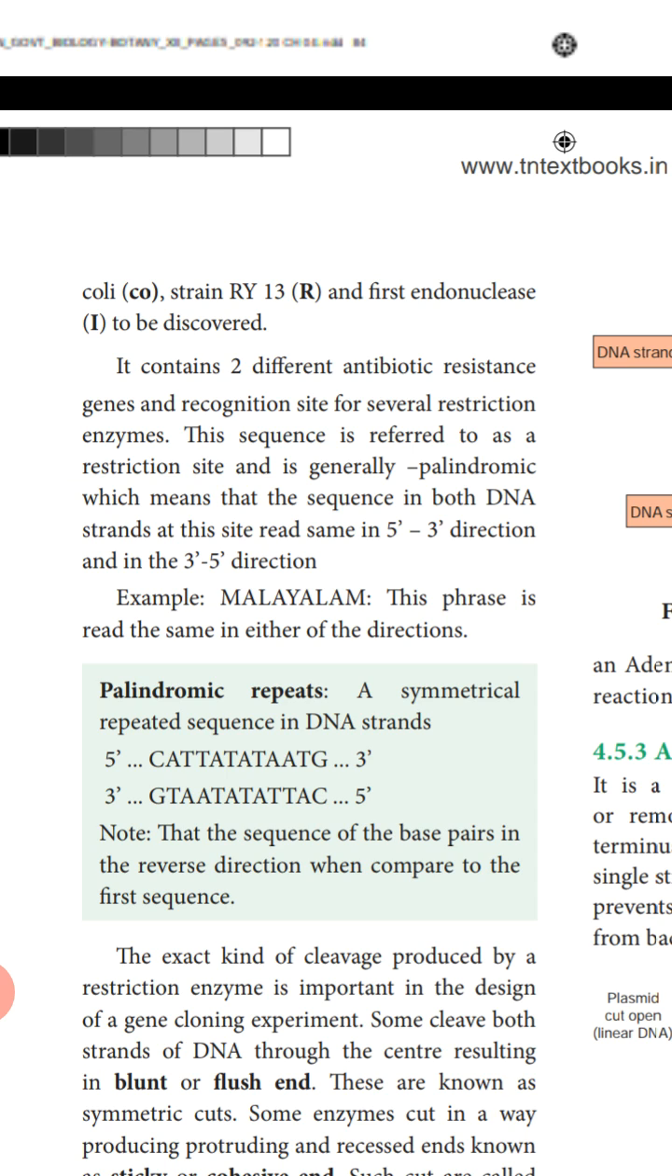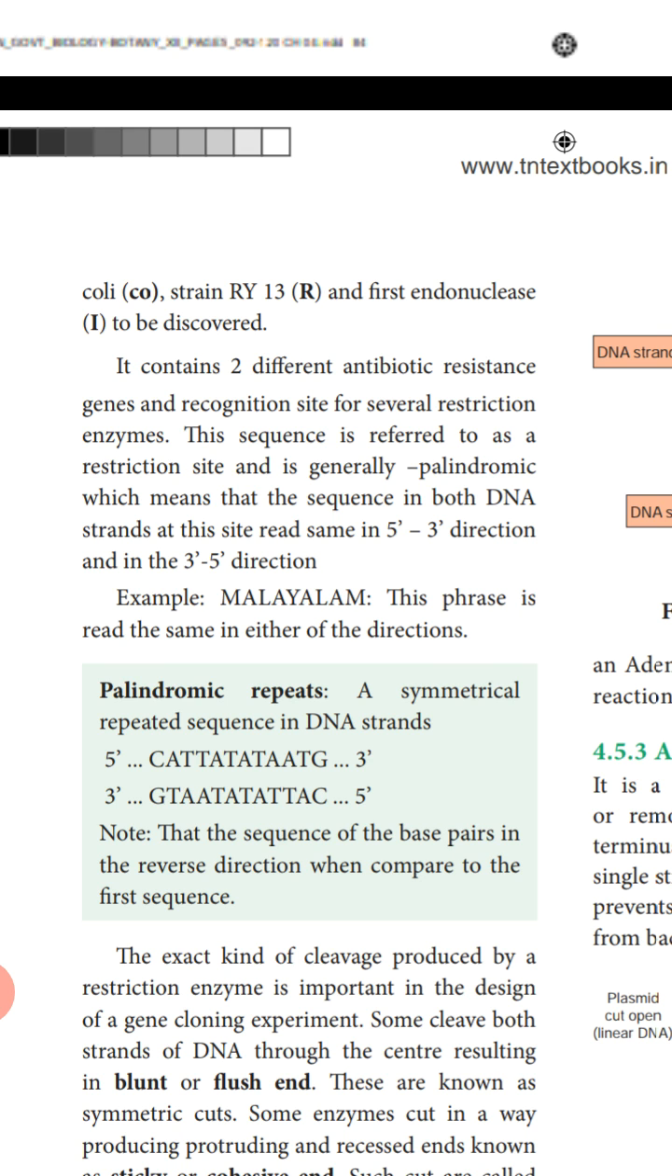So what are palindromic repeats? A symmetrical repeated sequence in DNA strands, that is, from 5 to 3 end or from 3 to 5 end, the same sequence is there. The sequence of the base pairs in the reverse direction is the same when compared to the first sequence. So whether it is read from 5 to 3 or from 3 to 5, the sequences are the reverse of each other.